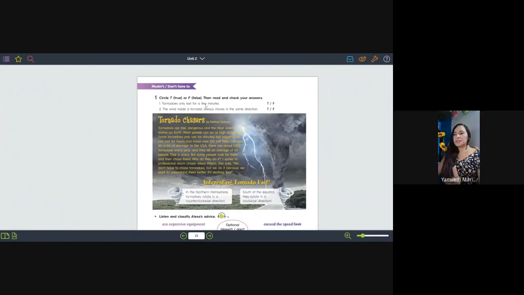Well, according to activity number one, it says circle true or false, then read and check your answers. We have two sentences in here. First, you are gonna circle true or false. Then you are gonna read and check your answers. Number one, tornadoes only last for a few minutes. What do you think? Is it true or false? I'm gonna read again. Tornadoes only last for a few minutes. True or false? Think.